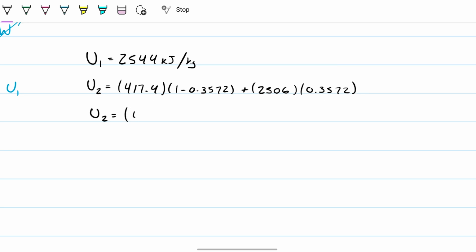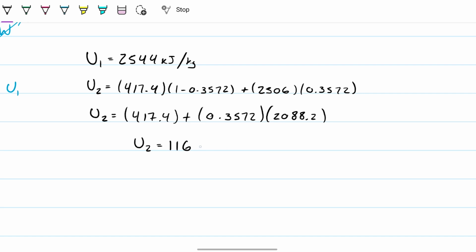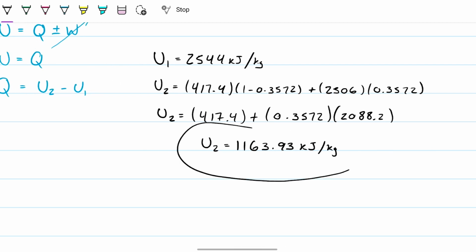So how would that look? It will be the 417 from the liquid, plus the amount of vapor, 0.3572, times the difference. The difference is this minus this, and this is also on the table, so that's why it's there, so we can simplify your life. It's 2088.2, and if you do this math, both should be the same, obviously, but I got 1,163.93 kilojoules per kilogram.